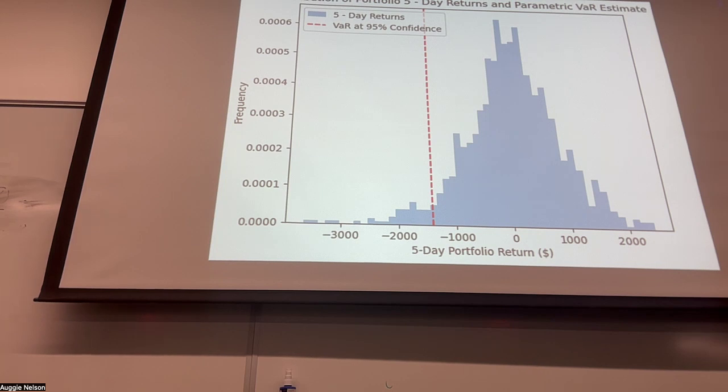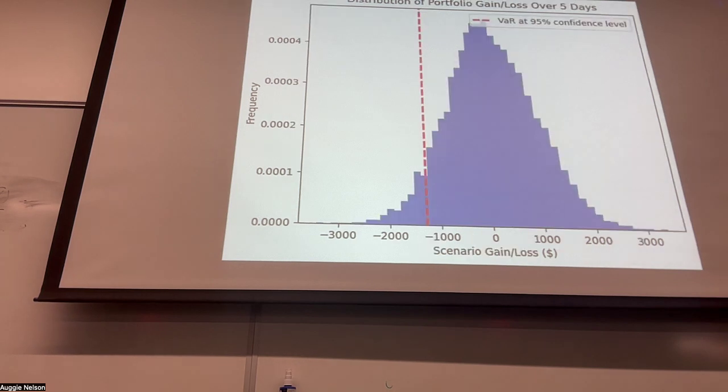Now, all this being said, we are in completely unprecedented market times, so all of this could be completely irrelevant by the end of the year. Who knows? And then this is the Monte Carlo method. Very similar value. It was about $1,250.